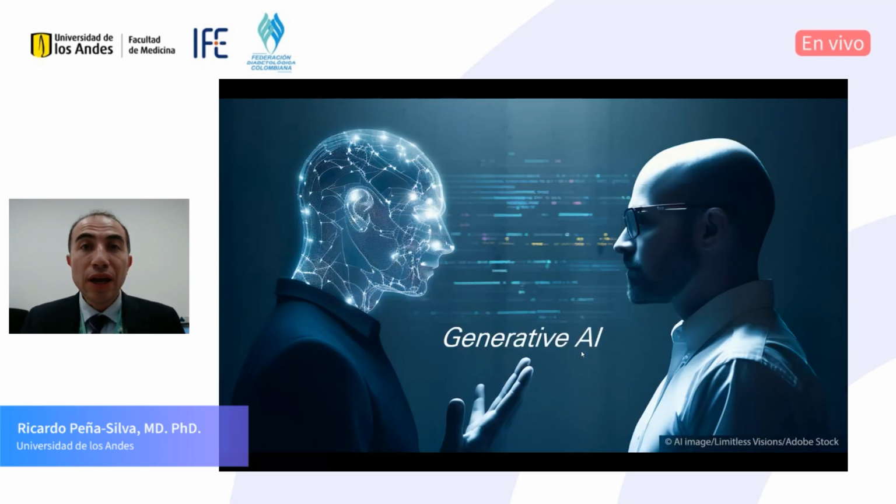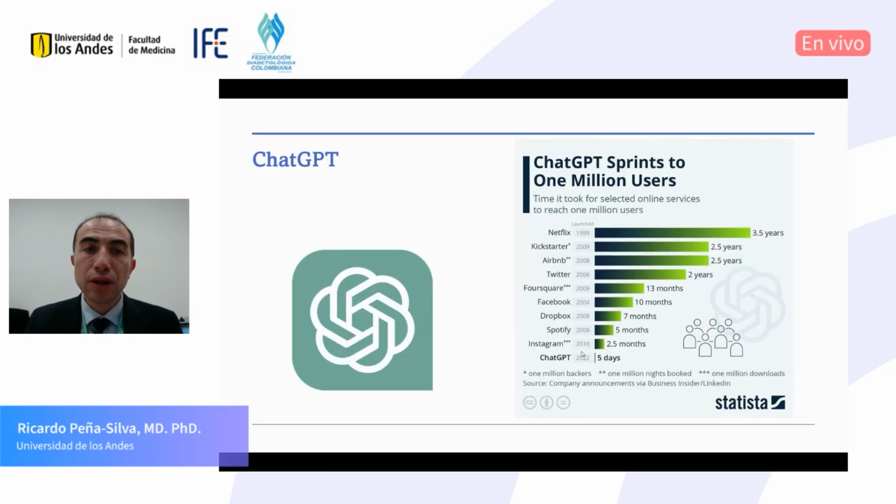However, a lot of people started to talk about artificial intelligence, not because of the systems that I presented, but because of generative AI. A lot of people started to use ChatGPT in the year 2022 or 2023. This system is relatively new.